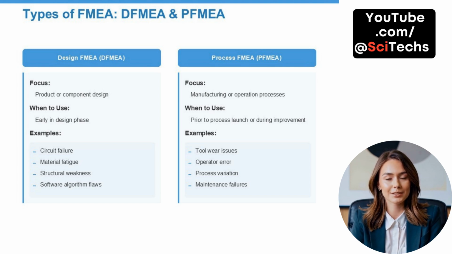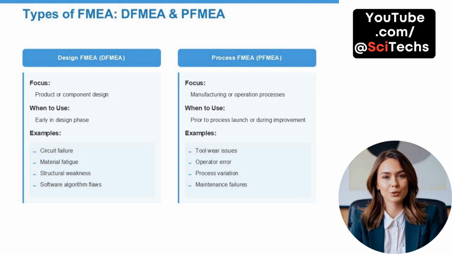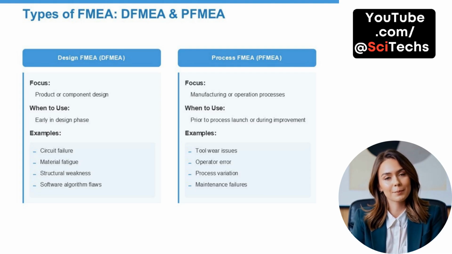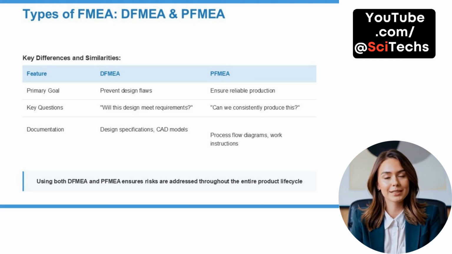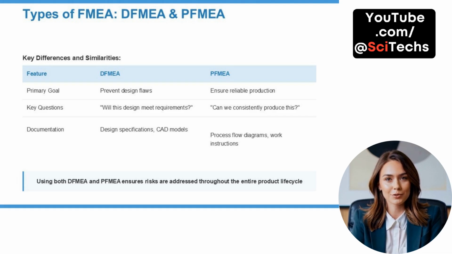PFMEA, in contrast, looks at the manufacturing or operational processes. It's usually applied before a process is launched or during process improvements. PFMEA helps identify issues like tool wear, operator error, process variation, or maintenance failures. Both types are essential. DFMEA uses design specs and CAD models, while PFMEA uses process flows and work instructions. Together, they provide full lifecycle coverage, ensuring risks are addressed from initial design all the way through to final production.